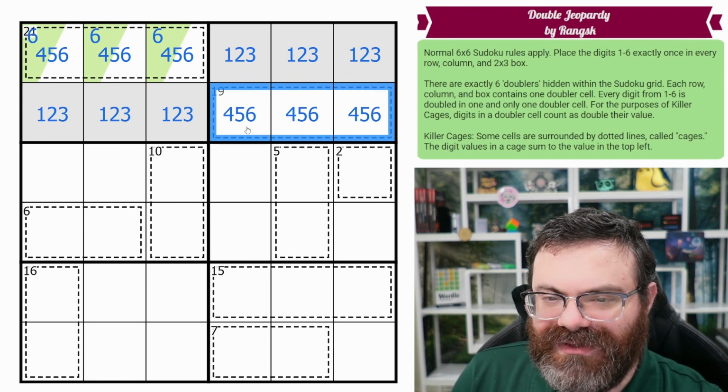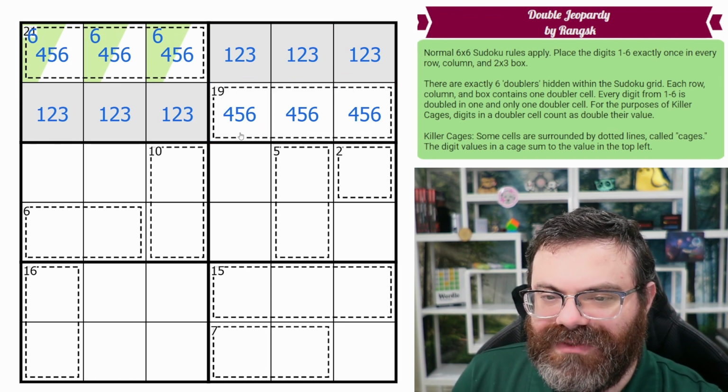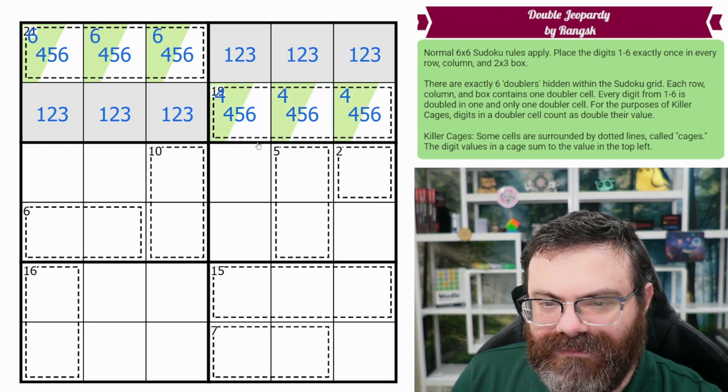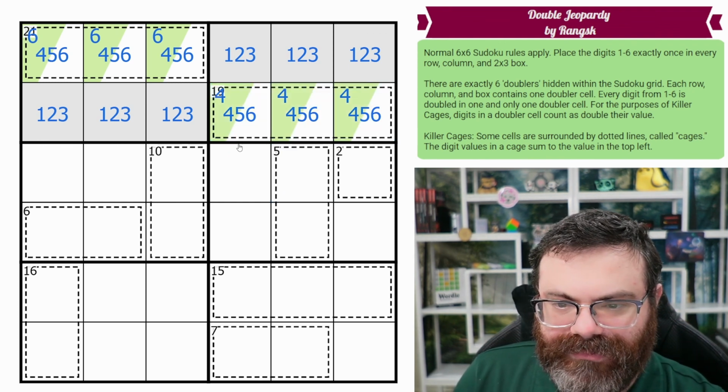So 4, 5, 6 adds to 15. What do we have to double to get to 19? We have to double the 4. So there is a doubler in here and it is doubling the 4 to get to 19.